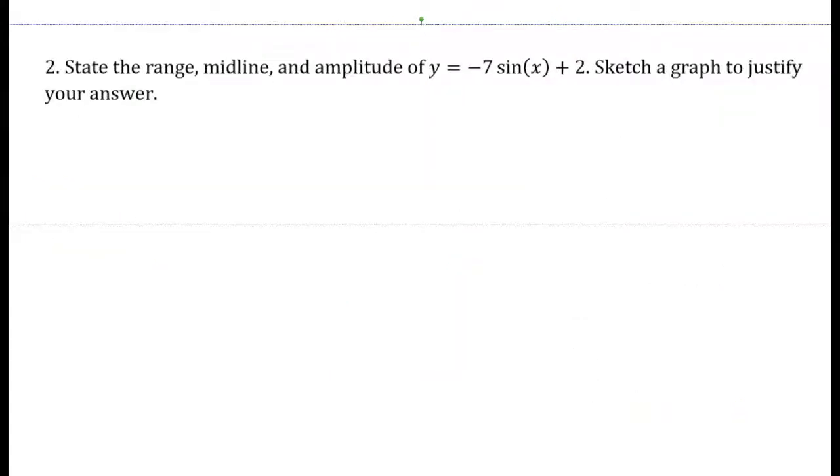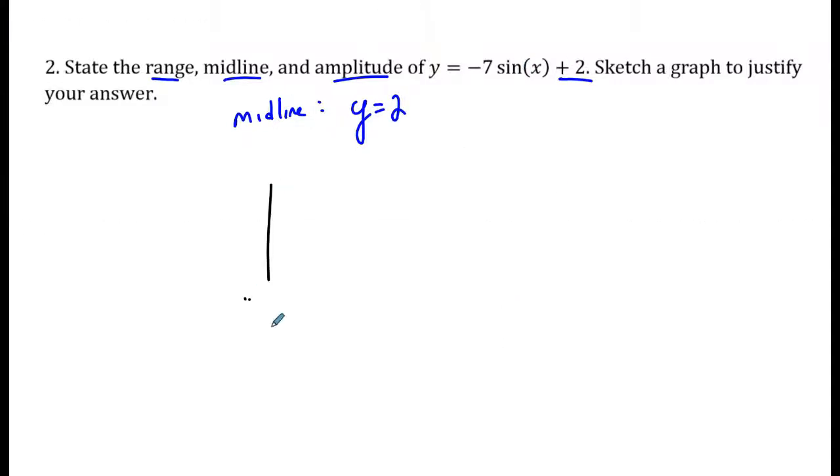State the range, midline, and amplitude of y equals -7 sine x plus 2. So I want the range, midline, and amplitude. Well, the midline is an equation. The midline is not just 2. The midline is y equals 2. So let's graph this here. So there's 0.